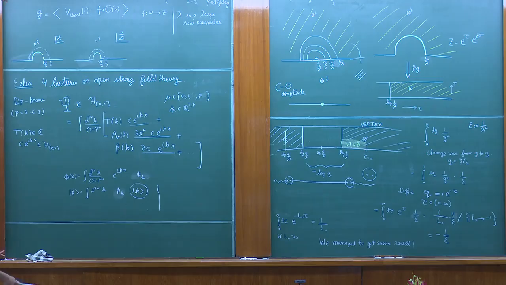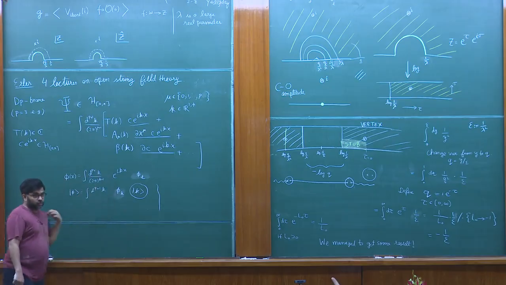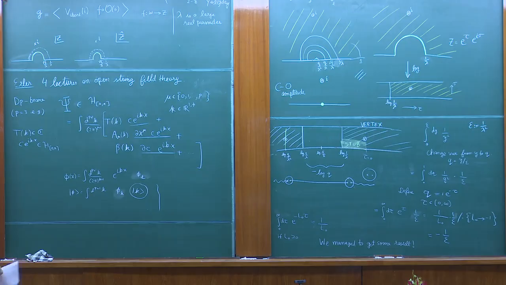And these don't have to be on shell. I have not imposed any on shell condition. K is a general complex number. K is a general vector in R^{1,p}. Just like here, when you put this expansion, you don't put an on shell constraint on this K. No, but the operators, the world sheet operators, those are in Q's cohomology, right? Not yet. Not yet. So K is completely general.